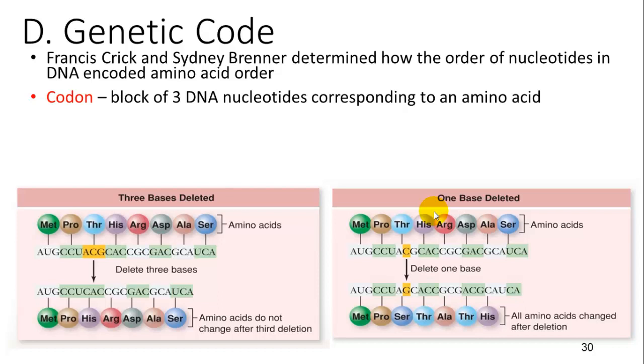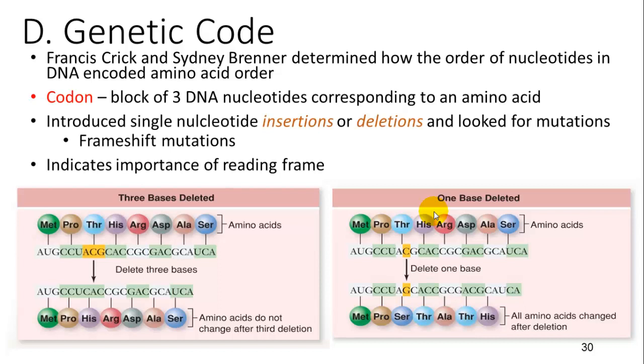Now, Francis Crick and Sydney Brenner determined how the order of nucleotides coded for the amino acids. And like I said before, three DNA nucleotides hold 3 different bases, and those 3 bases are read to code for an amino acid. To learn this, they inserted or deleted certain nucleotides and figured out what amino acids were made. This makes what's called a frame shift mutation. We'll talk about that later too.